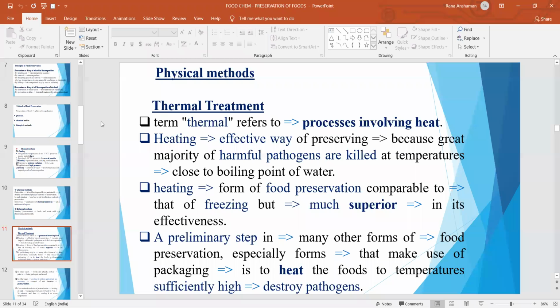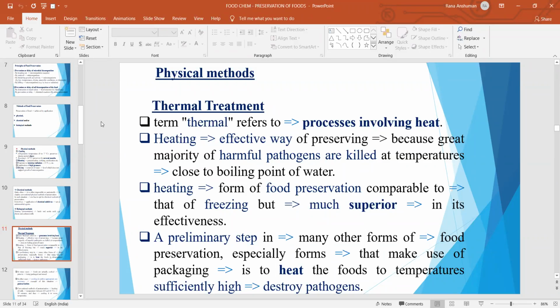Now, let us discuss physical methods, different physical methods. First one is thermal treatment of the product. The term thermal obviously refers to processes involving heat. Heating is an effective way of preserving foods because the great majority of harmful pathogens are killed at temperatures close to the boiling point of water. Thus, heating is a form of food preservation comparable to that of freezing, but much superior in its effectiveness.